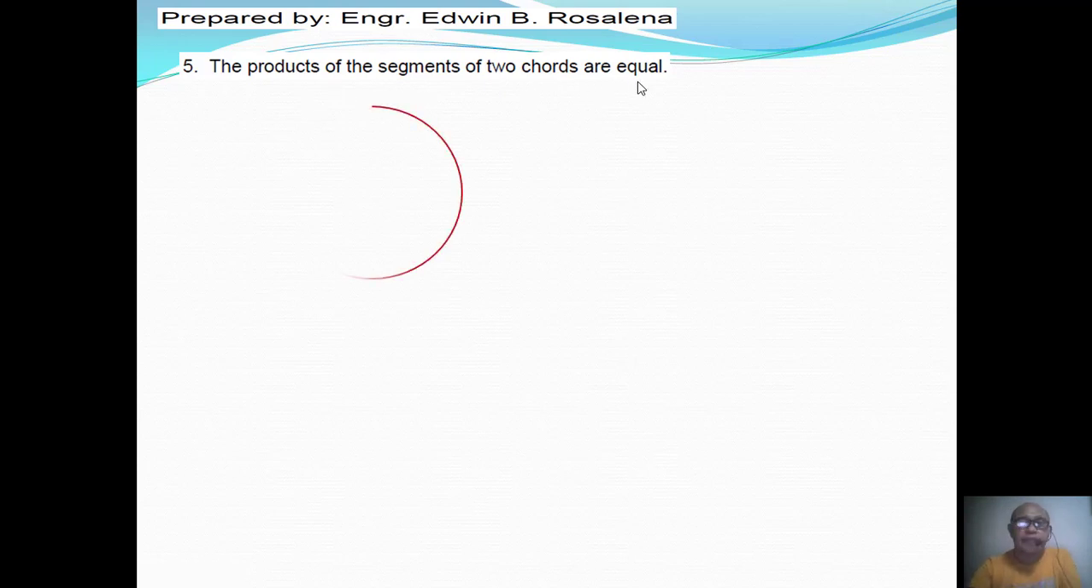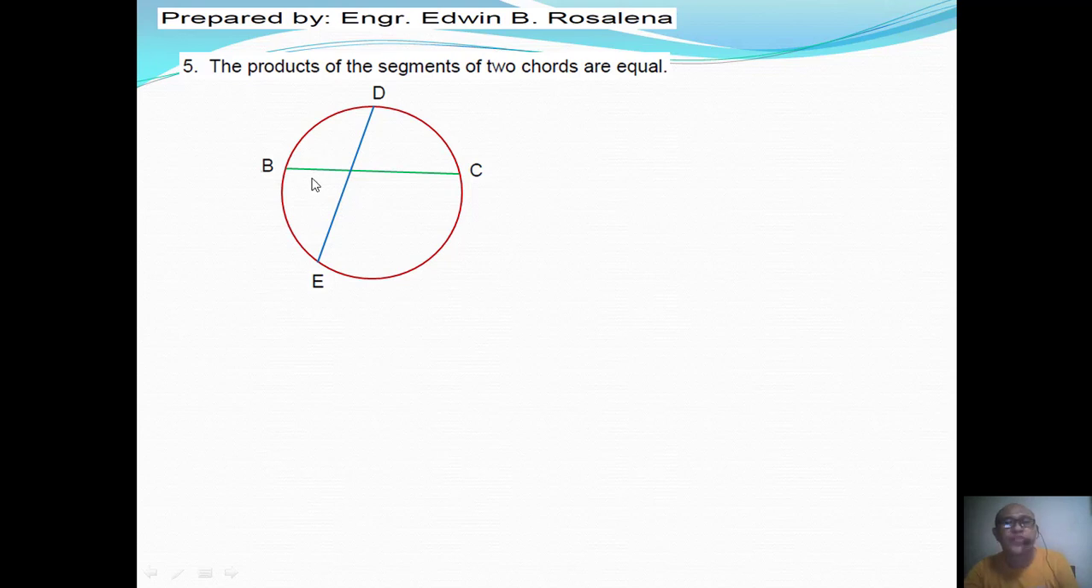So if we have here a circle and then we will draw two chords. Let us say chord BC, and then we have here another chord DE. Two chords that intersect divide themselves into segments. Let us say they intersect here and BC has been divided into two parts, I will call them A and B, and DE is also divided into two parts, I will call them C and D. So number 5 says that the products of the segments of two chords are equal, meaning AB is equal to CD.